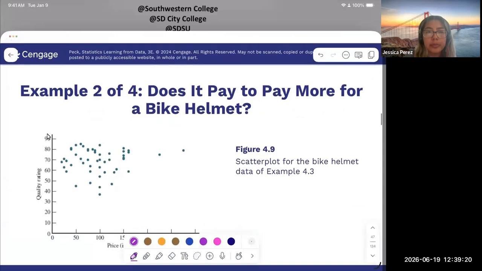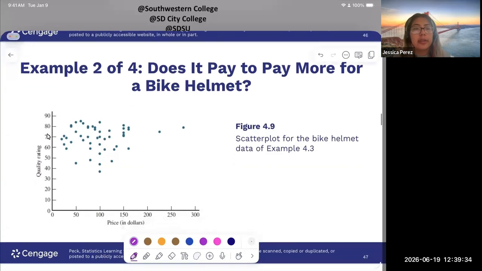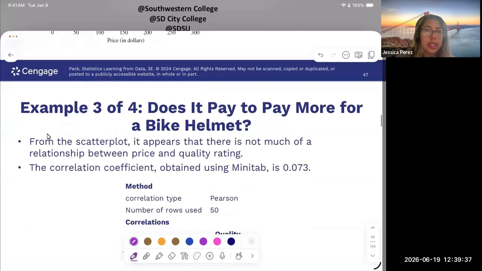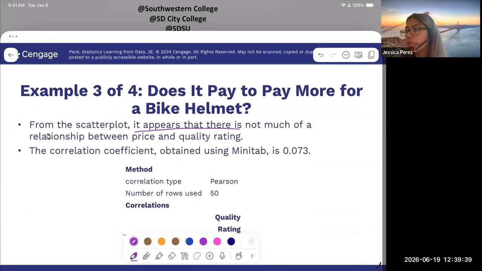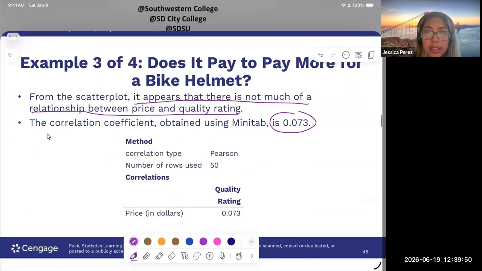Now this is the figure, and notice what's the pattern? It looks like we're going to have a linear correlation, right? Because as x progresses, y progresses. So this is the information of the scatter plot. We are interested in looking at the appearance. There's not a lot of a linear relationship between price and quality, but we are going to find the value of R. The value of R was given in this example. R was 0.073.